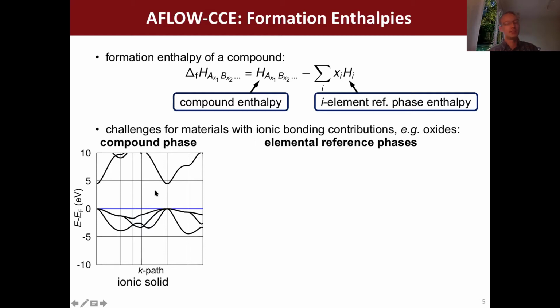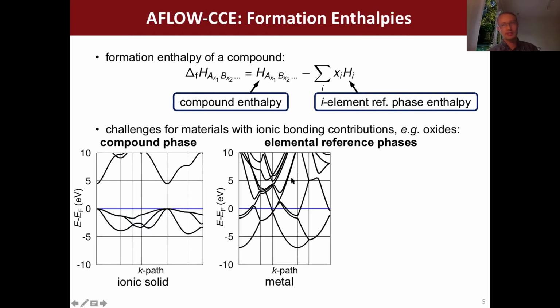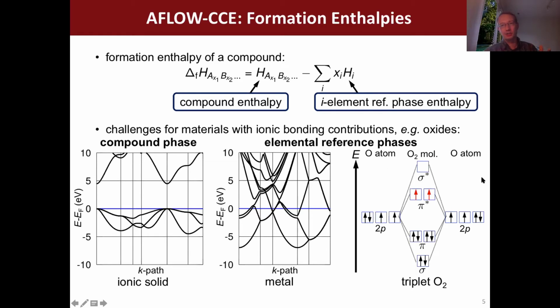However, when you look at the elemental reference phases, so let's say you have magnesium oxide, magnesium oxide itself is an insulator, but the elemental magnesium reference phase would be a metal. So you have the bands crossing your Fermi energy, this blue line. And the other reference phase would be elemental oxygen. So an oxygen molecule, where you even need to consider that the ground state is triplet oxygen, so it is spin polarized. And that means you have chemically very, very different systems. You have an insulator, you have a metal, and you have a molecule.